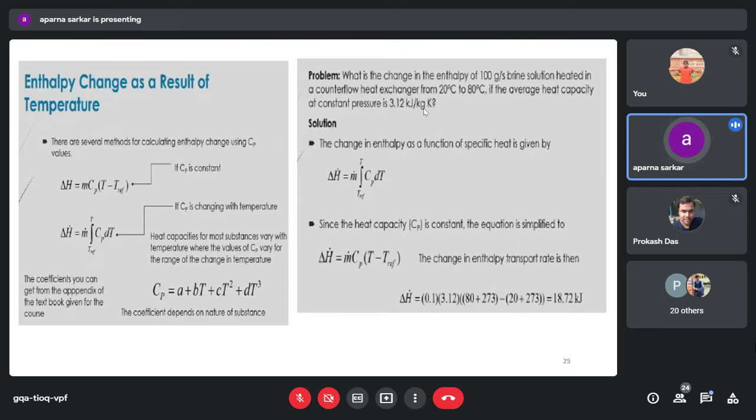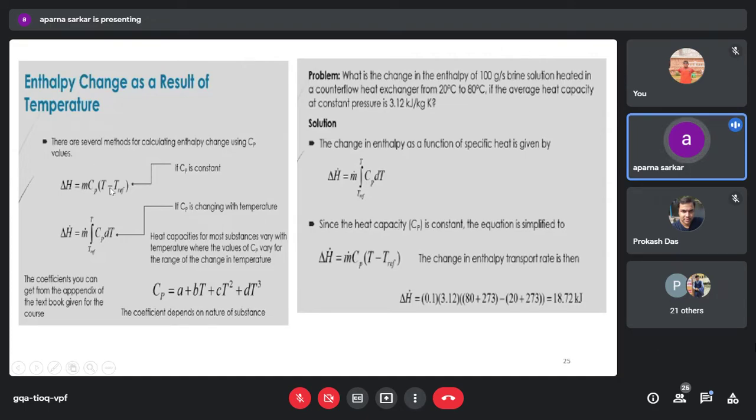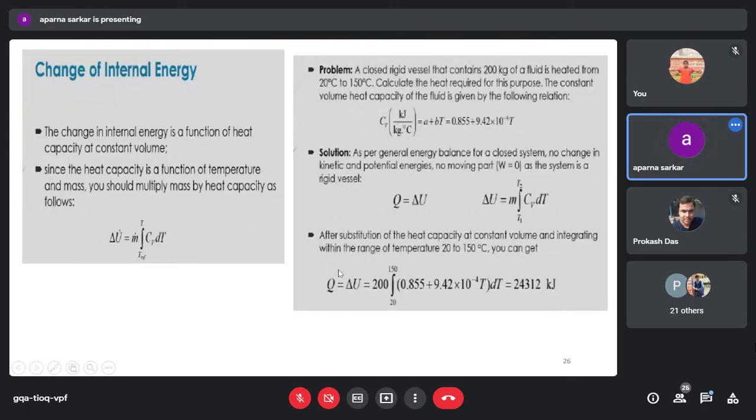So it is written that the average heat capacity is a constant. That means we need to apply this formula. The mass flow rate is given, the Cp value is given, and T and T reference are given, 20 degrees and 80 degrees centigrade. Therefore, we can calculate the value of del H.